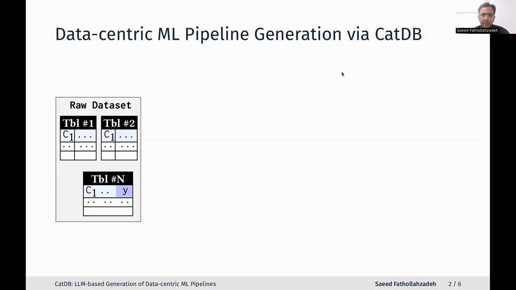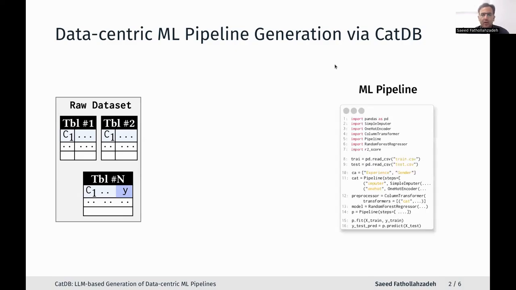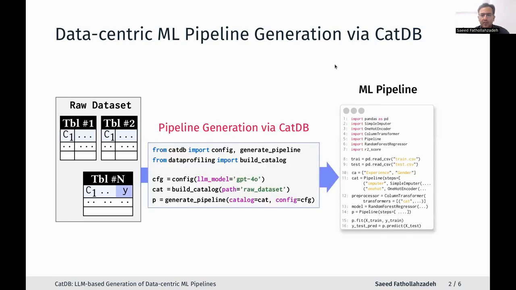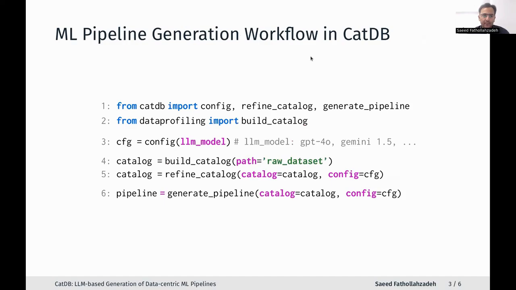Imagine an end user or data scientist analyzing a domain-specific dataset without being a domain expert. Given a tabular dataset represented in a single or multiple files and an ML task such as classification or regression, our goal is to build a data-centric ML pipeline. CatDB focuses on profiling the domain-specific dataset, precisely filtering and projecting metadata, and utilizing an LLM to generate ML pipelines.